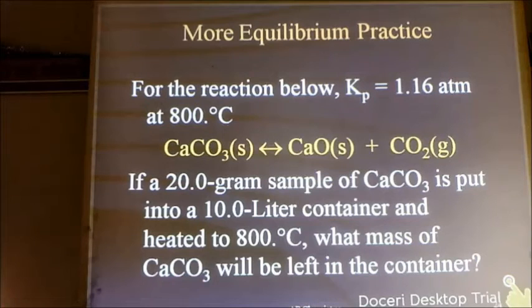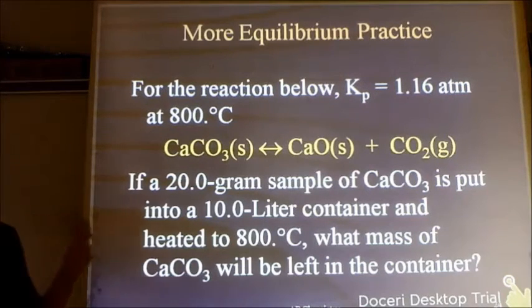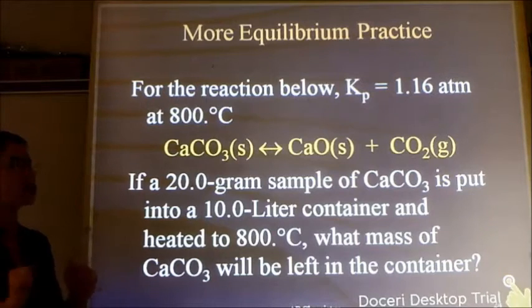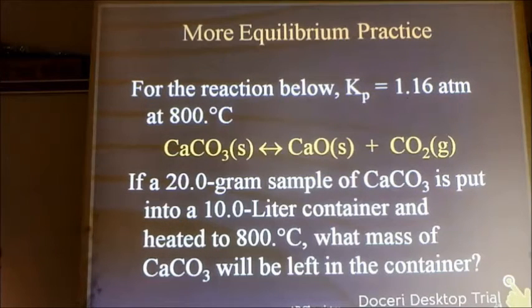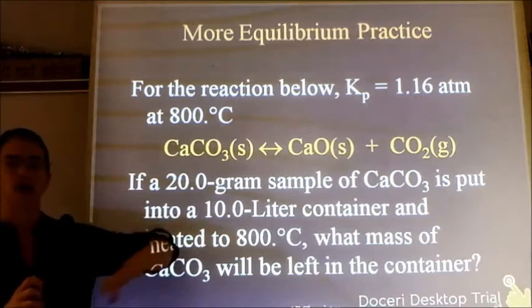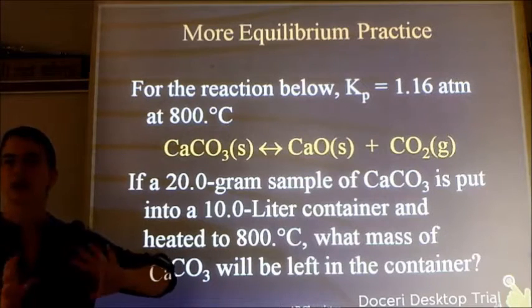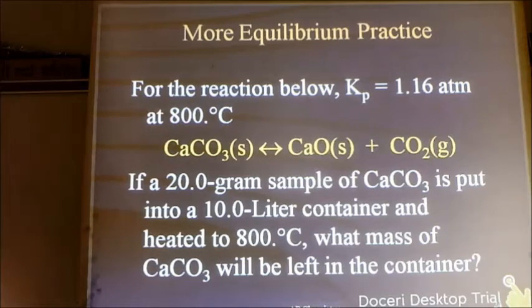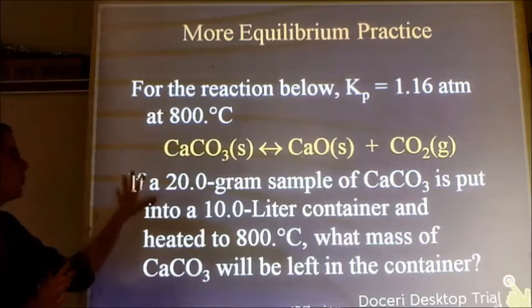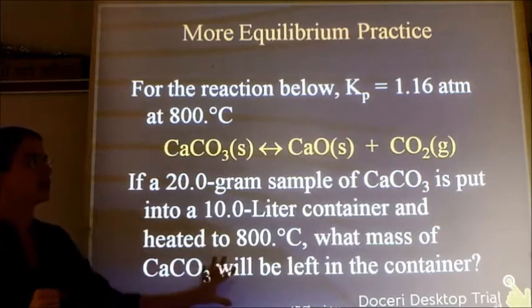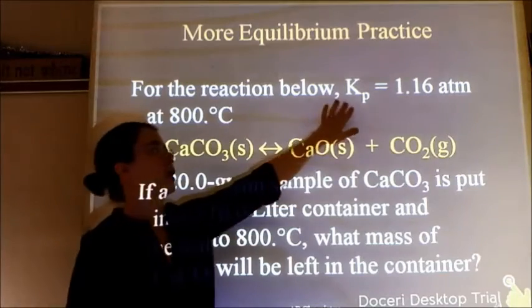So it says, for the reaction below, Kp, stop there. What does P stand for? Pressure. Pressure. Thank you. Kp equals 1.16 atm at 800 degrees, and we're given a reaction. What's the first thing you do when you see a reaction? Make sure it's balanced. It is. Okay, great.